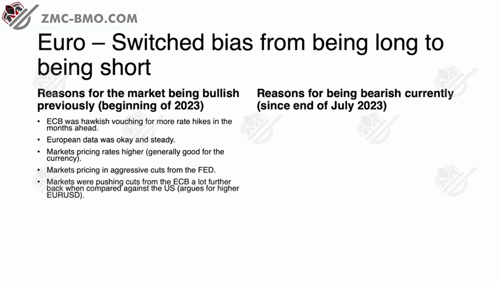Markets were pushing back cuts from the ECB a lot further when compared against the US, which then argues for higher euro dollar. What that means is basically, let's say the markets were pricing in cuts for the Fed in August, or not August, they don't have a meeting in August, but let's say September. Then for the ECB, the markets may say, actually, you're going to cut in January. Therefore, why would the markets price in a much earlier cut for the Fed? Well, that would be because of data, and data's weak. And that's, again, reasons to be short the dollar now, and maybe long the euro. And of course, that means euro dollar goes higher.